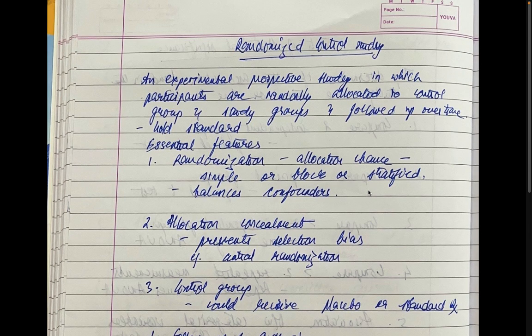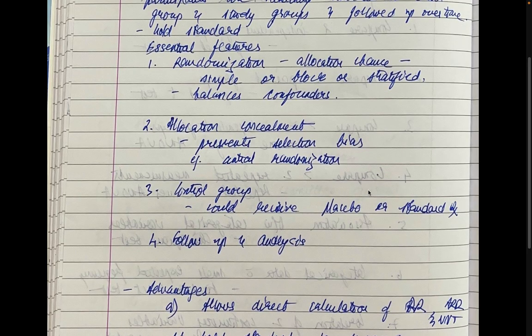A randomized controlled study is an experimental prospective study in which participants are randomly allocated to a control group and study groups, and then they are followed up over a period of time. This is the gold standard study. Its essential features are, first of all, randomization, that is allocation by chance. Simple allocation, there is block allocation and stratified allocation. It balances the confounders. Allocation concealment prevents a selection bias.